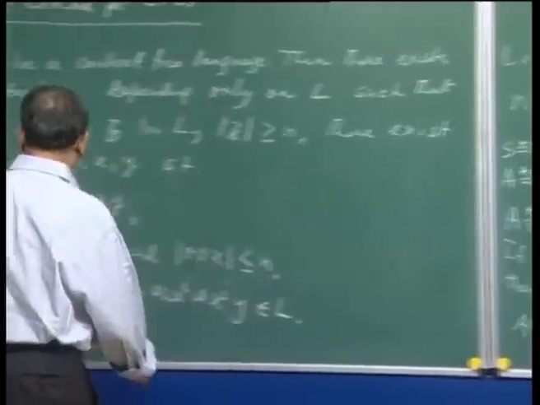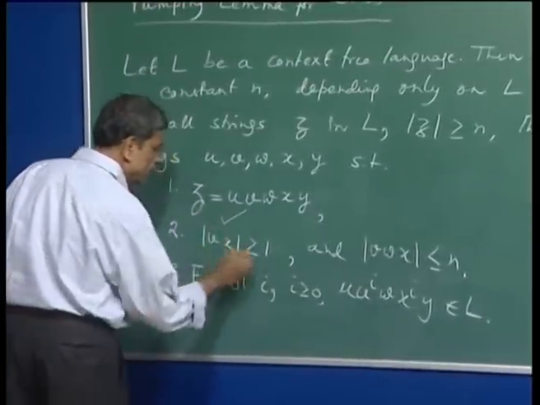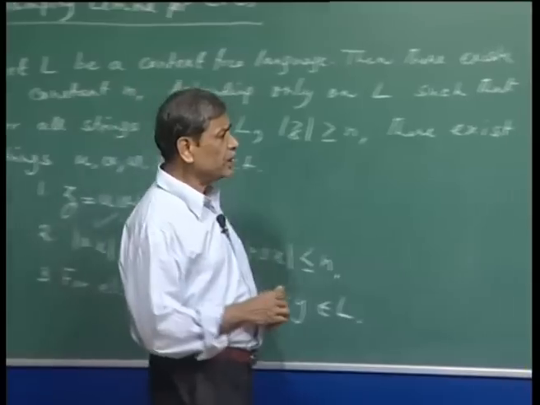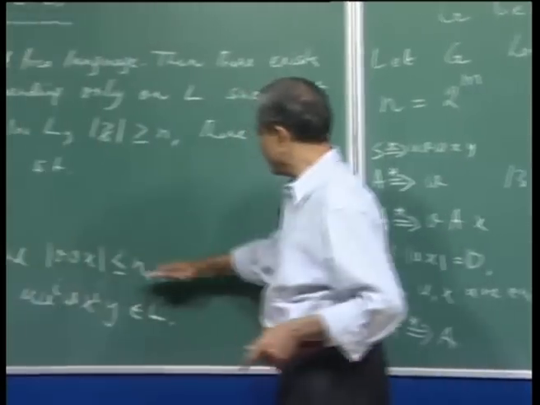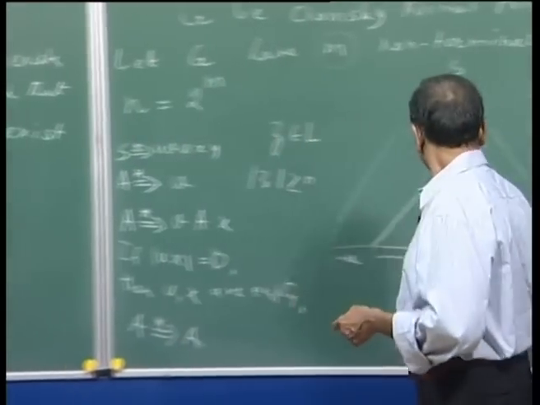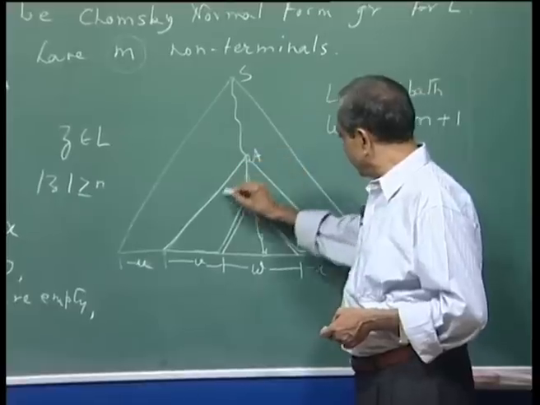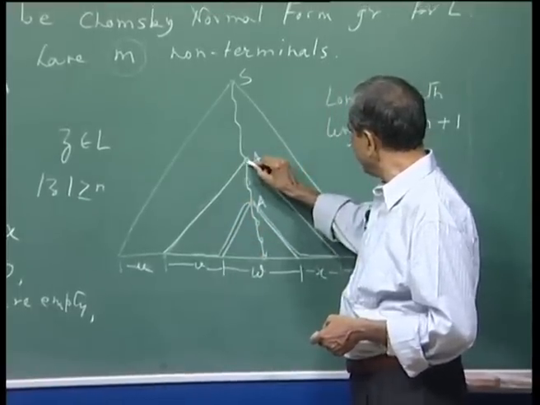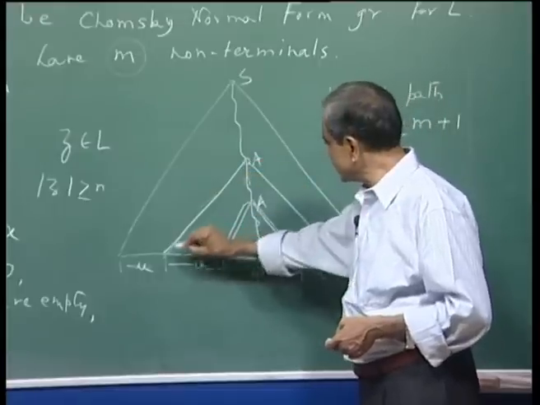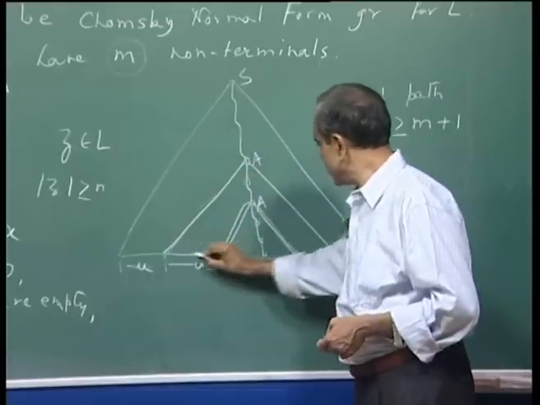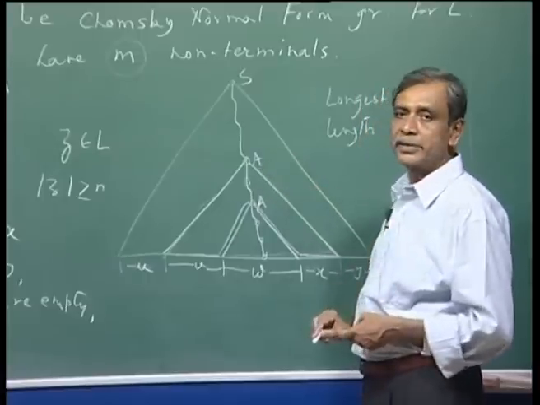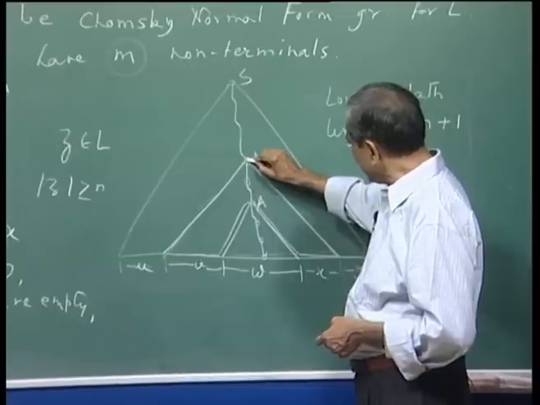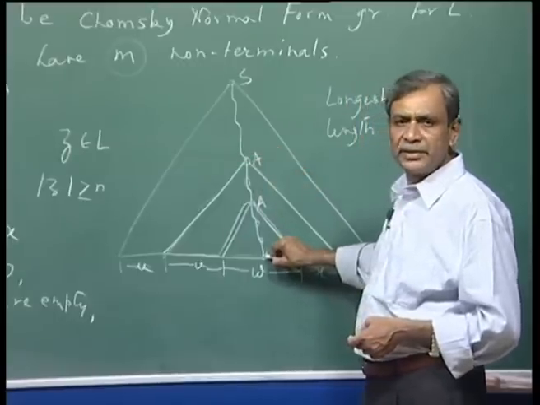So therefore this condition must hold, and the other condition is what we said, that length of V W X is less than or equal to n. But what is V W X? V W X is derived by A, right? And this is the derivation tree. This part is the derivation tree for V W X. In that, the longest path is the path from here to this. That is clear, isn't it?